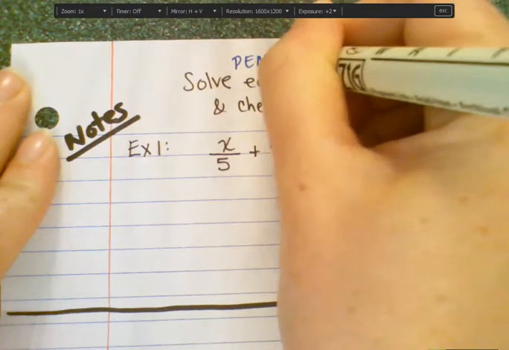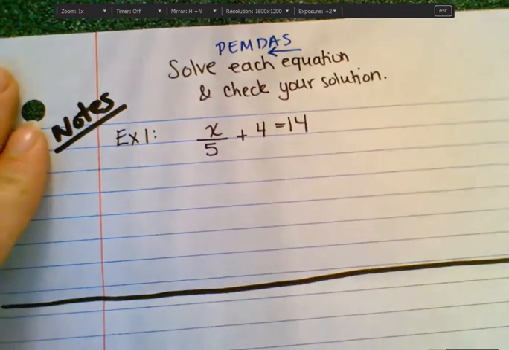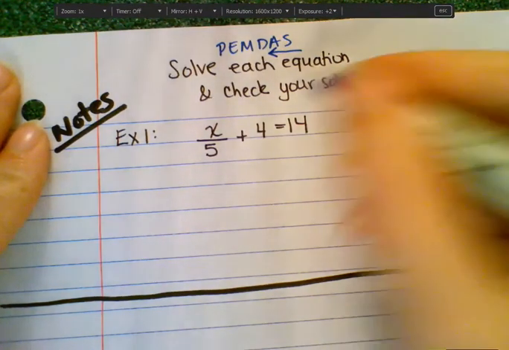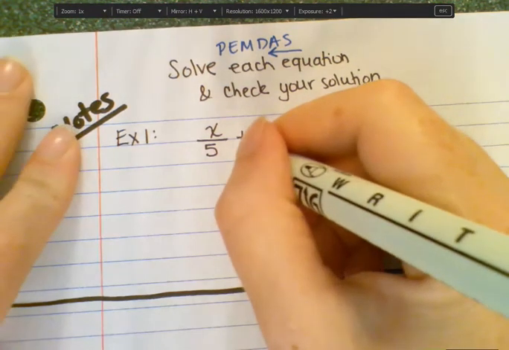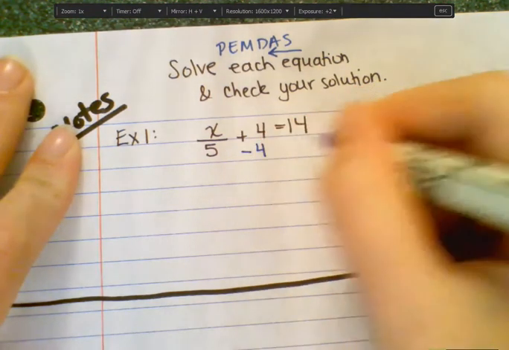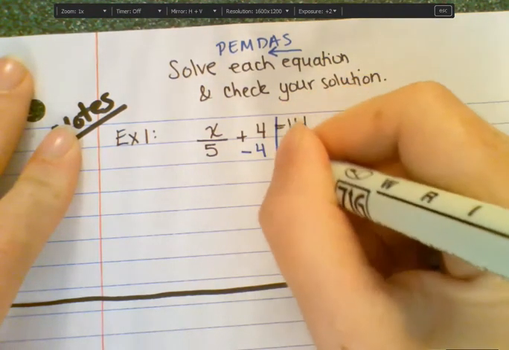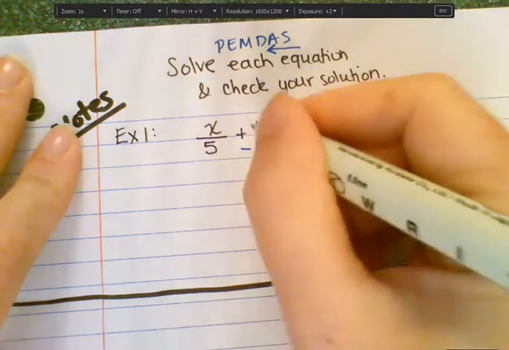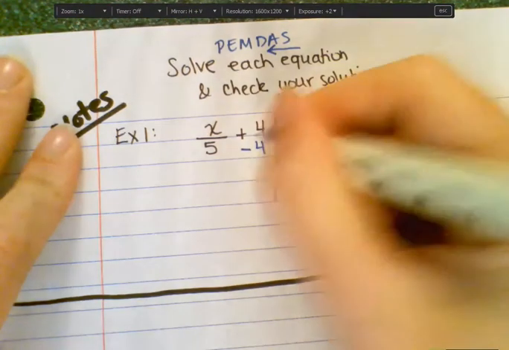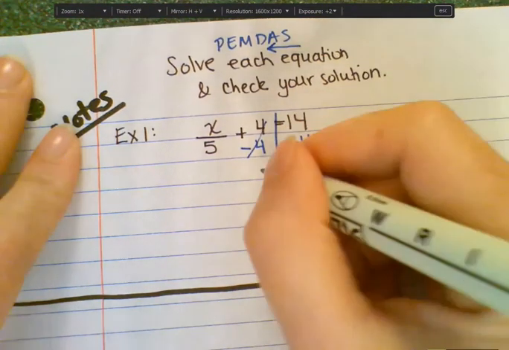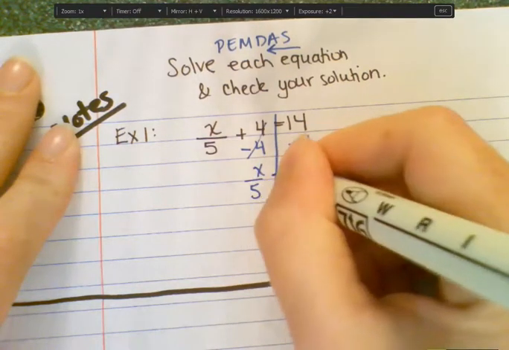We're now working backwards to figure out what x was. So we're going to do our addition and subtraction first. Okay, so we're going to subtract 4 on both sides. If it helps you, draw a line down the center. 14 minus 4 is 10. The 4's get crossed out, so I'm left with x over 5 equals 10.